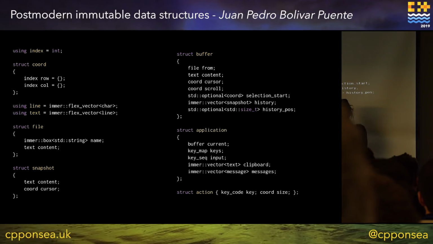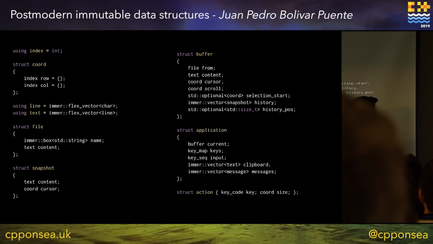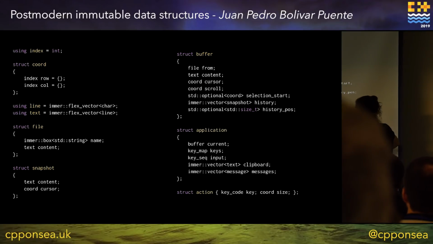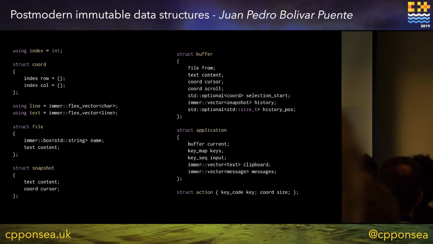Then we have the application, which is basically the current buffer plus a clipboard and the messages that you see on the bottom of the screen. And then we have the action type, which for now, we will later evolve it, is just the key that was pressed, right? So it's a struct that contains the key.